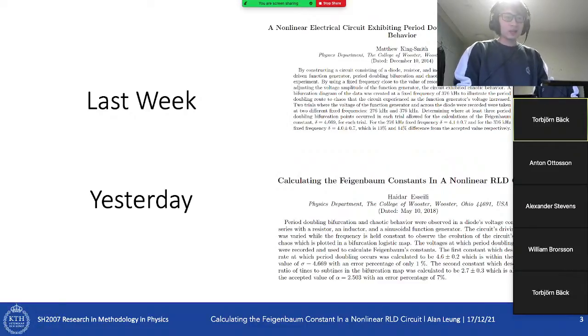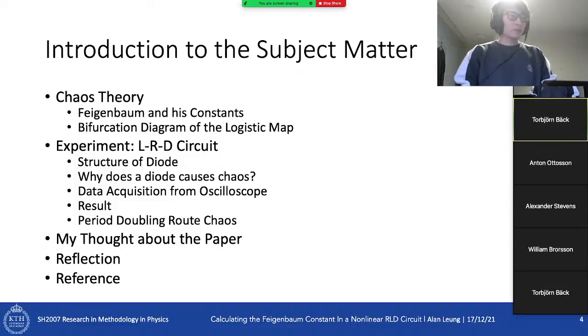Last week I chose a paper released in 2014, and I just found one that has been updated about the methodology and the research data. When I read it, it is not as high quality as before, but they just released more data. So let's go through it. I will talk about a few sections: chaos theory, the experiment, my thoughts about the paper, and some reflections.